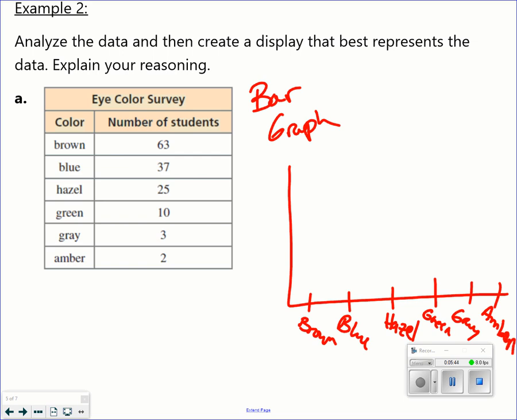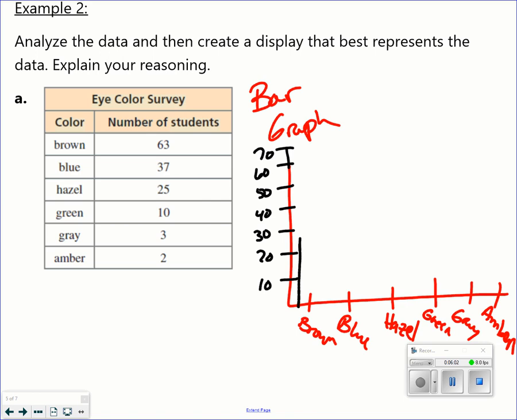Now, I'm going to have to probably go by tens to get this to fit. So 10, 20, 30, 40, 50, 60, 70 going across, or going up, I mean. And I'm going to label that. And I'm going to create a bar graph. Now, bar graphs are not connected.